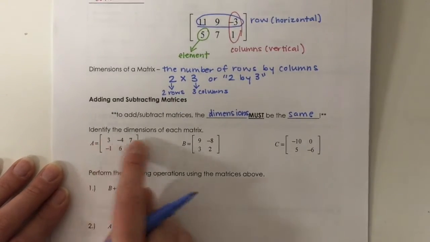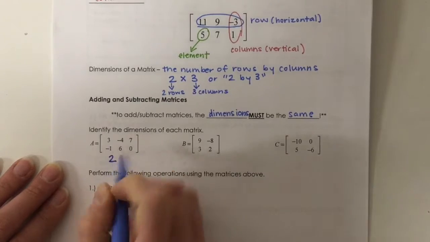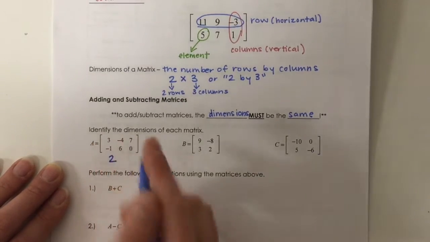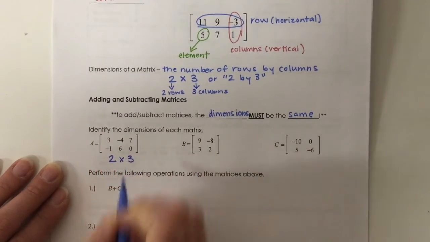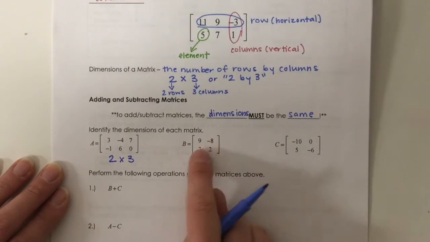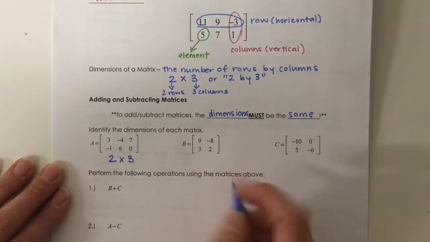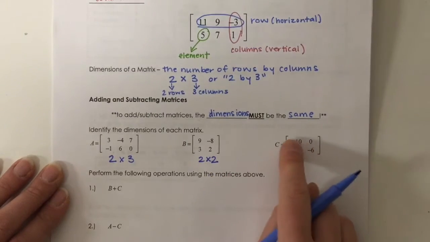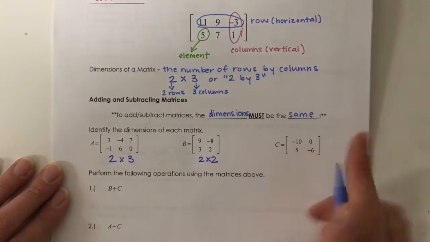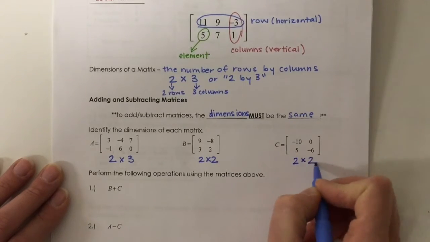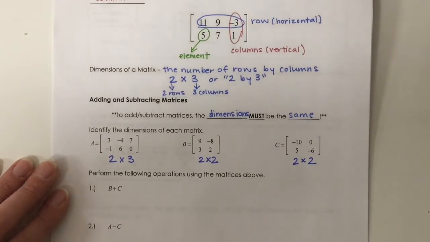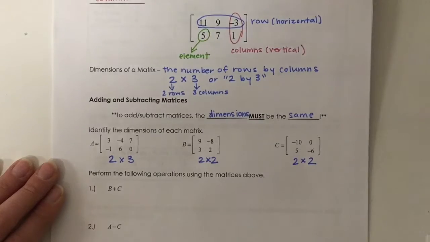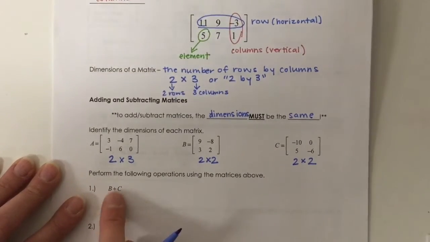So this one has 1, 2 rows, so it's a 2. Has 1, 2, 3 columns, so it's a 2 by 3. What about this one? 2 rows, 2 columns, so we call it a 2 by 2. Finally, this last one looks kind of similar. It's 2 rows, 2 columns, once again, a 2 by 2. So, as we're performing the operations, we are going to use these 3 matrices above. And the first thing we're going to try is adding matrix B to matrix C.